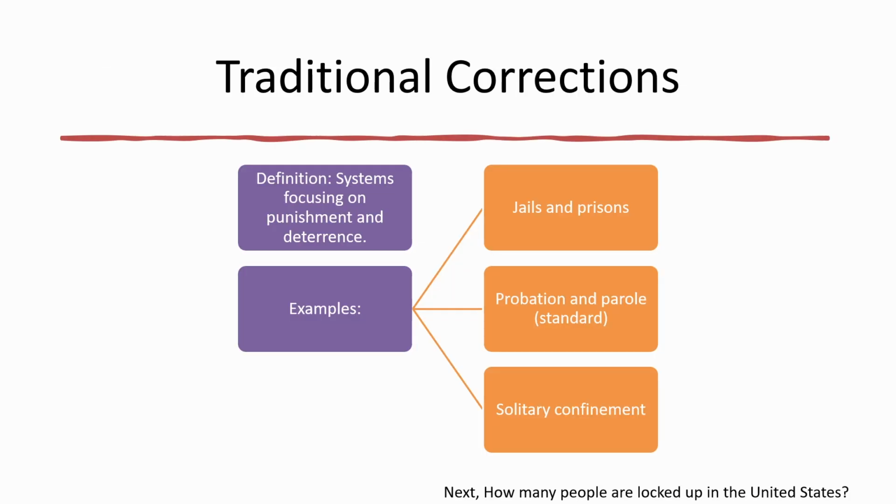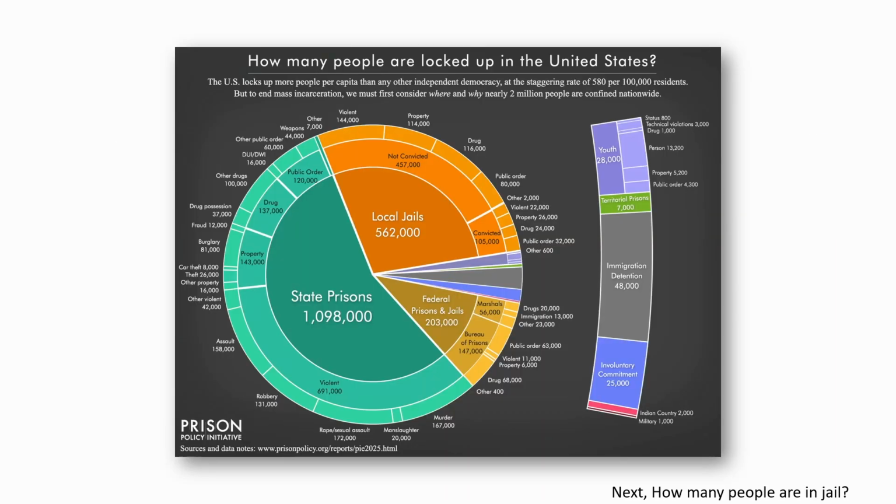Moving to traditional corrections. You have the definition, systems focusing on punishment and deterrence, and then I provided 3 examples: jails and prisons, probation and parole, and solitary confinement. So how many people are locked up in the United States? You can tell by this graph. Look where they're placed. You've got the local jails, the state prisons, and the federal.